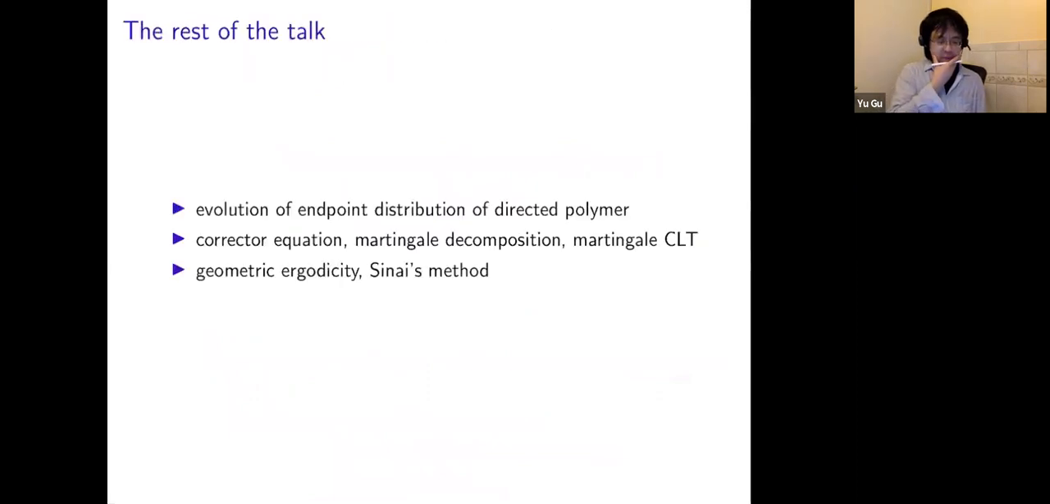So here's the plan for the rest of the talk. First of all, I'll say something about the endpoint distribution of the directed polymer. Then I'll explain how we prove the result, which is basically a homogenization type of approach. We construct some corrector, then do a martingale decomposition, then use a martingale central limit theorem. A key ingredient is to show that the underlying process, which for us is just this ρ_t(x), the endpoint distribution of the directed polymer, has good ergodic properties. And for that, we use Nash's method.